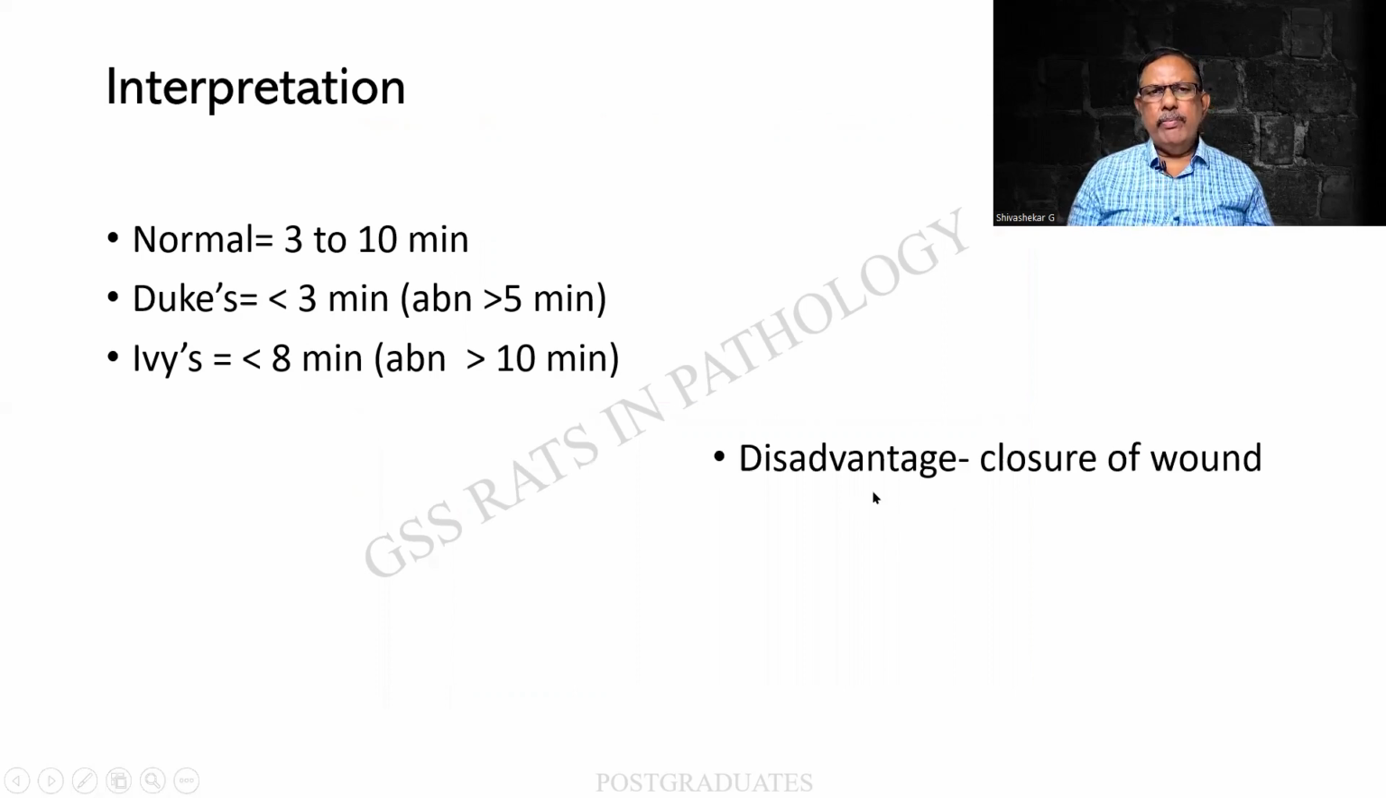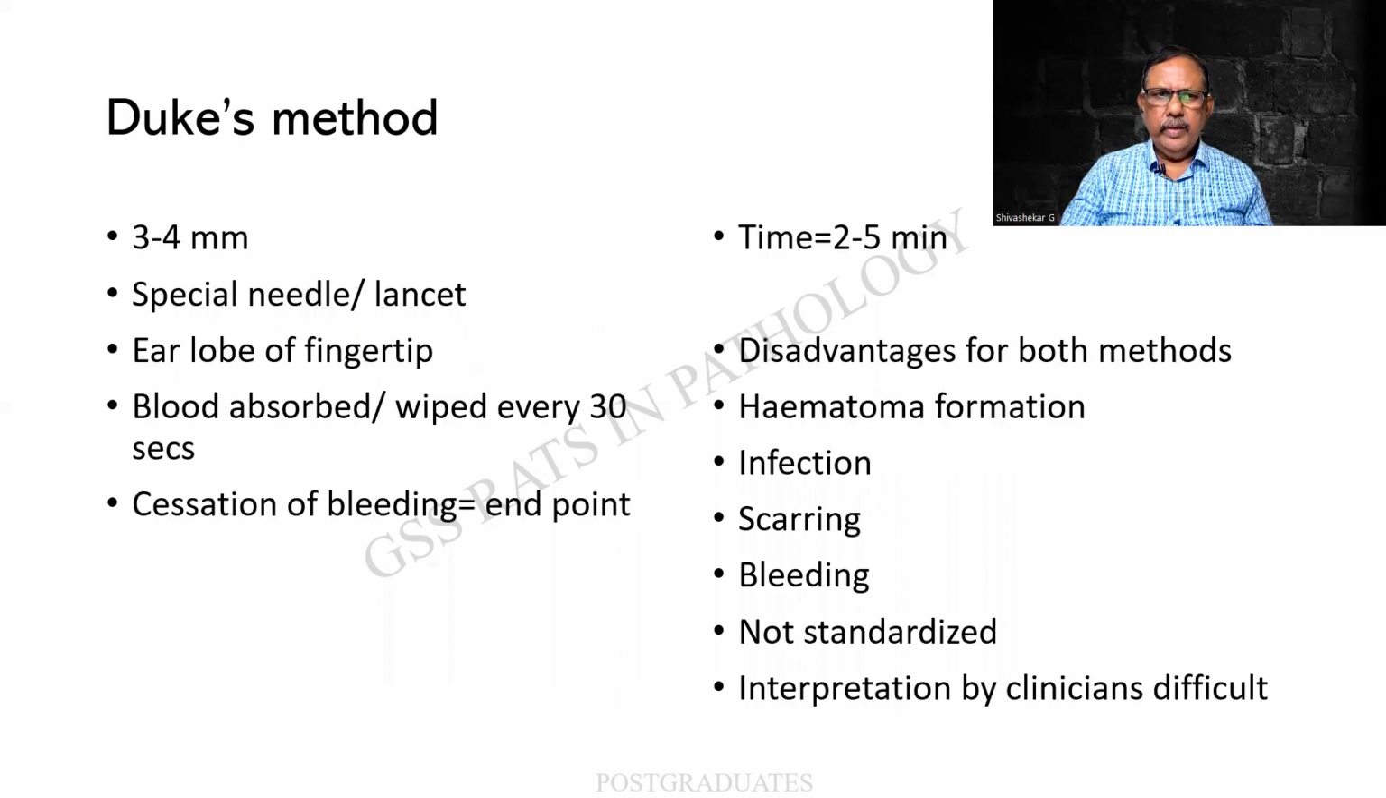Disadvantage, as I told you, sometimes there can be a closure of the wound on its own. And this itself can prevent bleeding to some extent. The Duke's method, it is 3 to 4 millimeters. And there is a special needle or lancet. Earlobe is one of the sites, or the fingertip. The blood is absorbed and wiped. Cessation of bleeding is the endpoint. Timing, as I told you, 2 to 5 minutes.